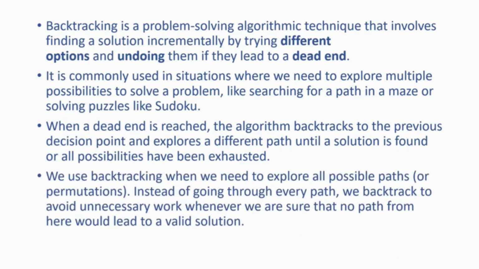So we use backtracking when we need to explore all the possible paths. Instead of going through every path, we backtrack to avoid unnecessary work whenever we are sure that no path from here would lead to a valid solution. So backtracking is used when it is necessary to explore all the possible paths. Its core advantage is that it helps avoid unnecessary exploration. If it is clear that no path from a certain point will lead to a valid solution, the algorithm backtracks instead of continuing down that unproductive branch.